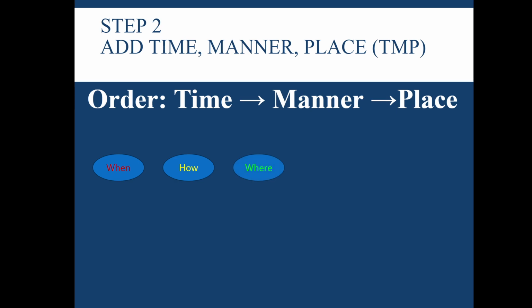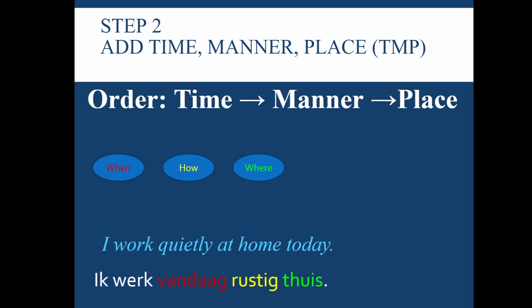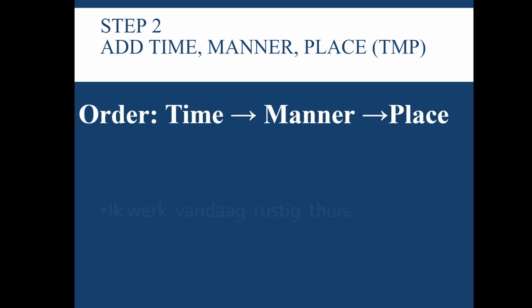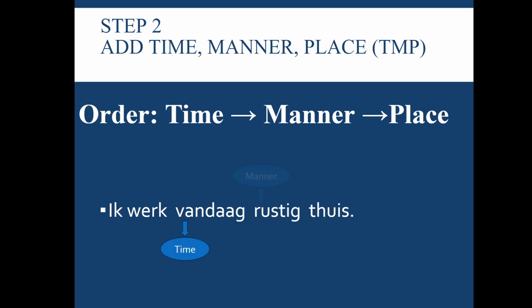Let's look at an example. I work quietly at home today. In Dutch, ik werk vandaag rustig thuis. That's vandaag, time, rustig, manner, thuis, place.